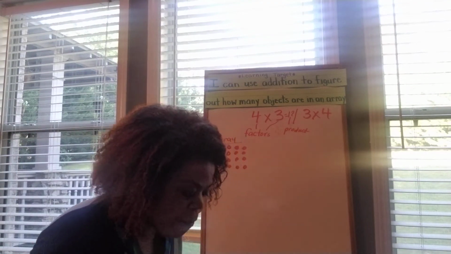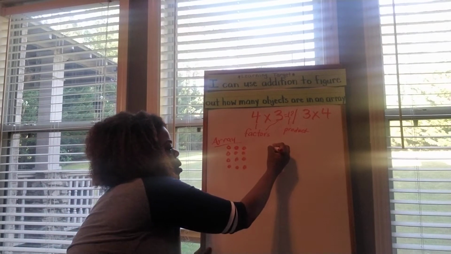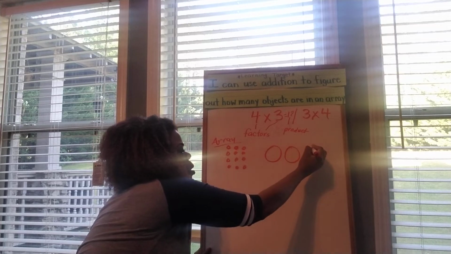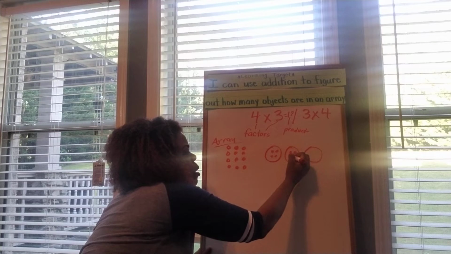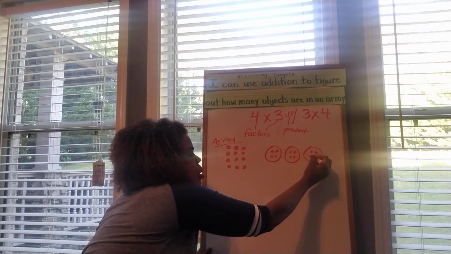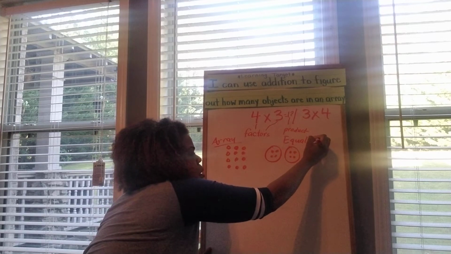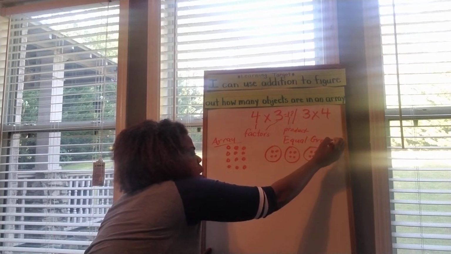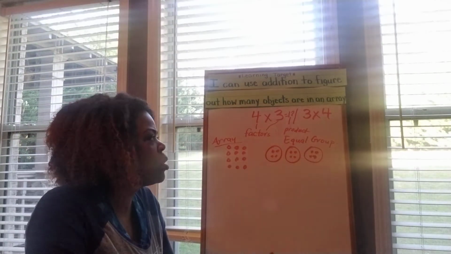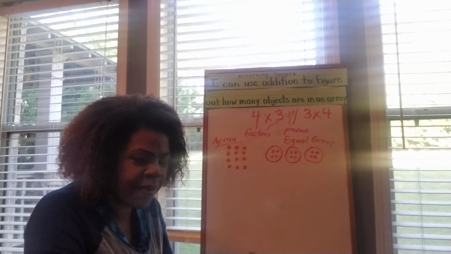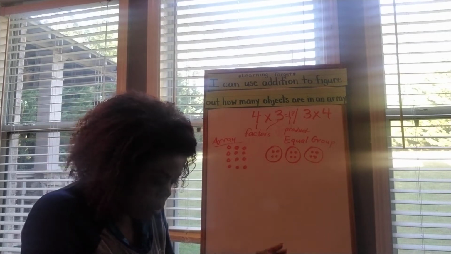Okay, now if we want to do equal groups, we could do 1, 2, 3, and put 4. So that could be equal groups. We made 3 groups with 4 in each group. And you don't have to use circles. You could use stars. You could use happy faces. You could use whatever you want. If you have a stamp, you could use that. Make anything you want.